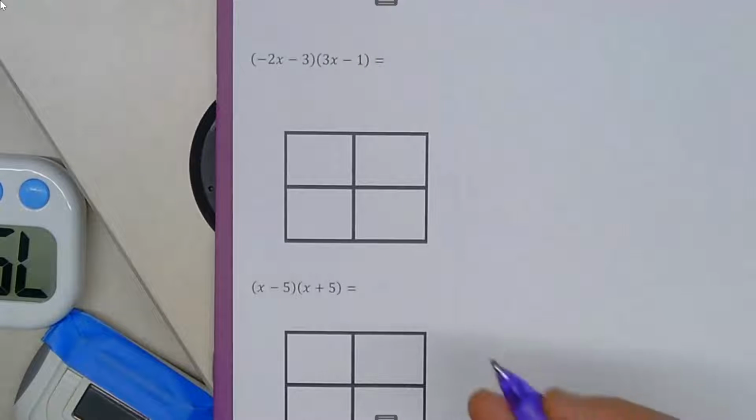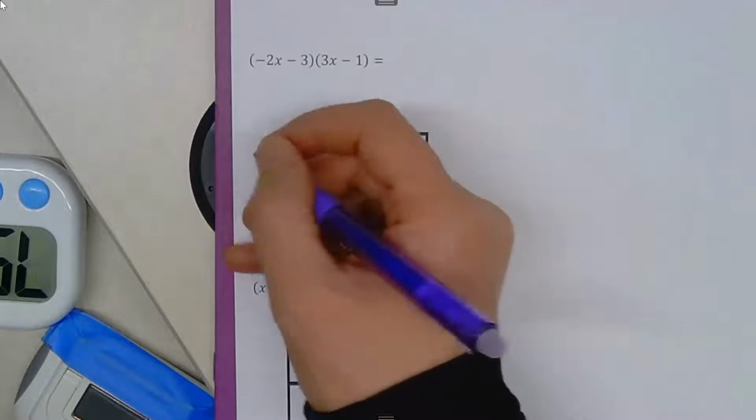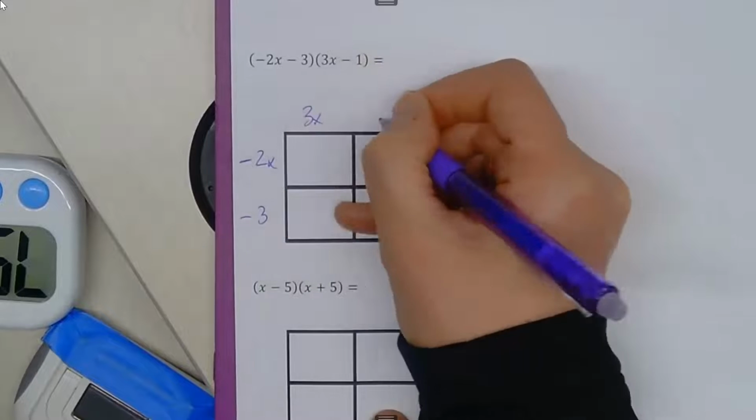Pause the video and see if you do this correctly on your own, then unpause and look at me. Look at my work. So I have negative 2x minus 3 and 3x minus 1.